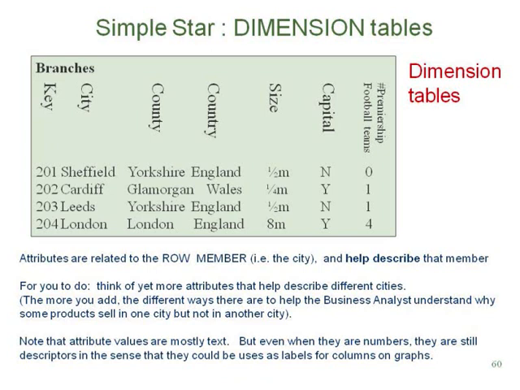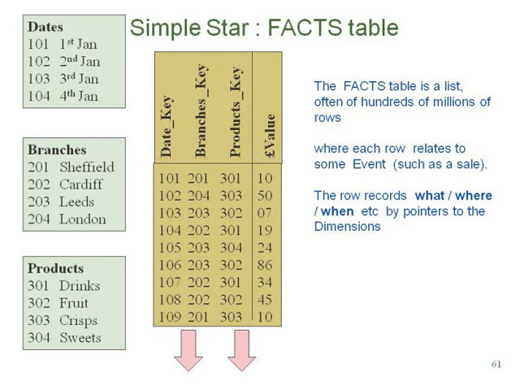Notice that nearly all members of the attributes are text. For example, Cardiff, Glamorgan and Wales. But even where they're numbers, like quarter or 1,000,000, these are really just descriptors. They're categories, could be used as labels for different columns on visual graphs. Let's go back to looking at the overall star. The facts table is a list, often hundreds and hundreds of millions of rows long, where each individual row relates to some individual event, such as a sale.